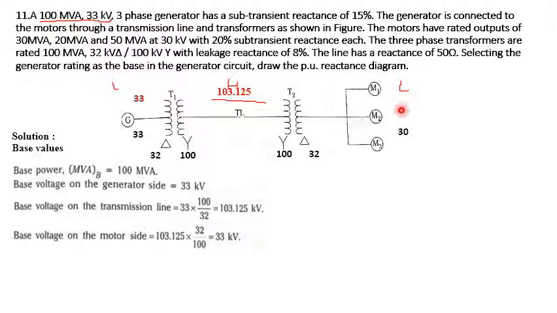Similarly, we have to calculate the LT rating of the transformer, motor side. That is equal to the ST side of the transmission line, which we got as 103.125, into the LT rating of the transformer, 32, divided by the ST rating of the transformer, 100. So we get 33. You can see here, this is the actual value and this is the new value.